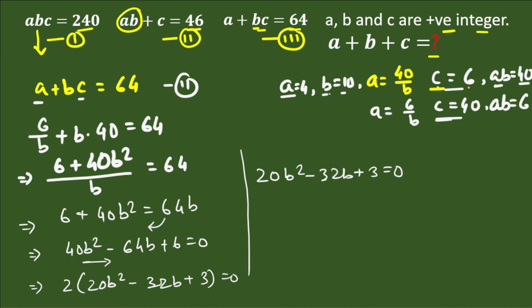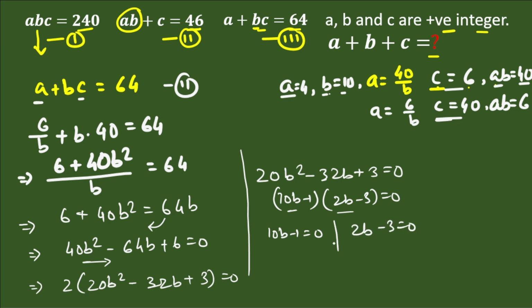Now in the next step we will factorize this quadratic equation, then our factors will be (10b − 1) and (2b − 3), that is equal to 0. Now here the multiplication of two factors is 0, so we can write either 10b − 1 = 0, or 2b − 3 = 0. Now from here the value of b will be 1/10, and from here the value of b will be 3/2. So here we have two values of b, and both are fractions, so we cannot take them, as in the question they have mentioned that a, b and c are positive integers. So we will not take these values.